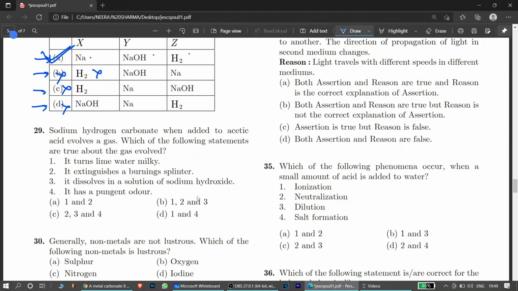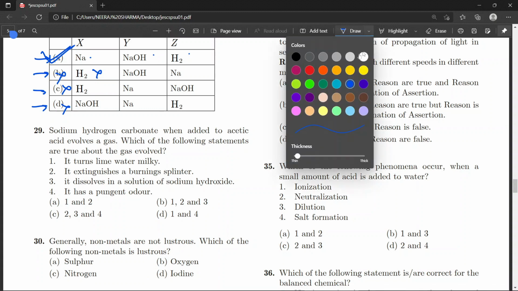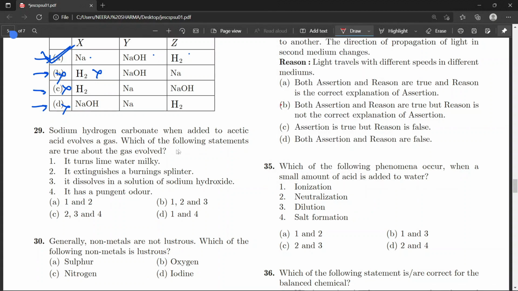So first, in order to solve this question, you must know the gas which is actually present or evolved, right? So let me just write this equation for you. We have sodium hydrogen carbonate reacting with acetic acid, which is CH3COOH. When it reacts, it gives us CH3COONa, which is sodium acetate, plus water plus carbon dioxide. So the gas over here is carbon dioxide.